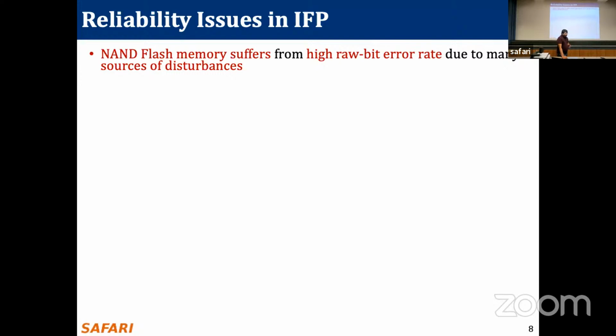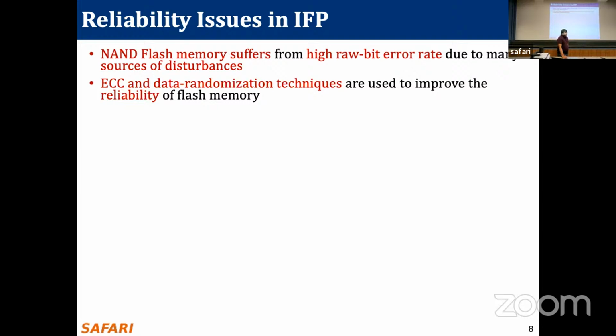NAND flash memory can lose charge if it's not being programmed or erased frequently, which is called the retention effect. Then we have another effect called read disturbance, where if the pages are being read frequently, it increases the threshold voltage of the flash cell. We also have program interference, which is a disturbance caused during program operations. The reliability of NAND flash cells is typically improved by using an ECC module or a data randomization technique.